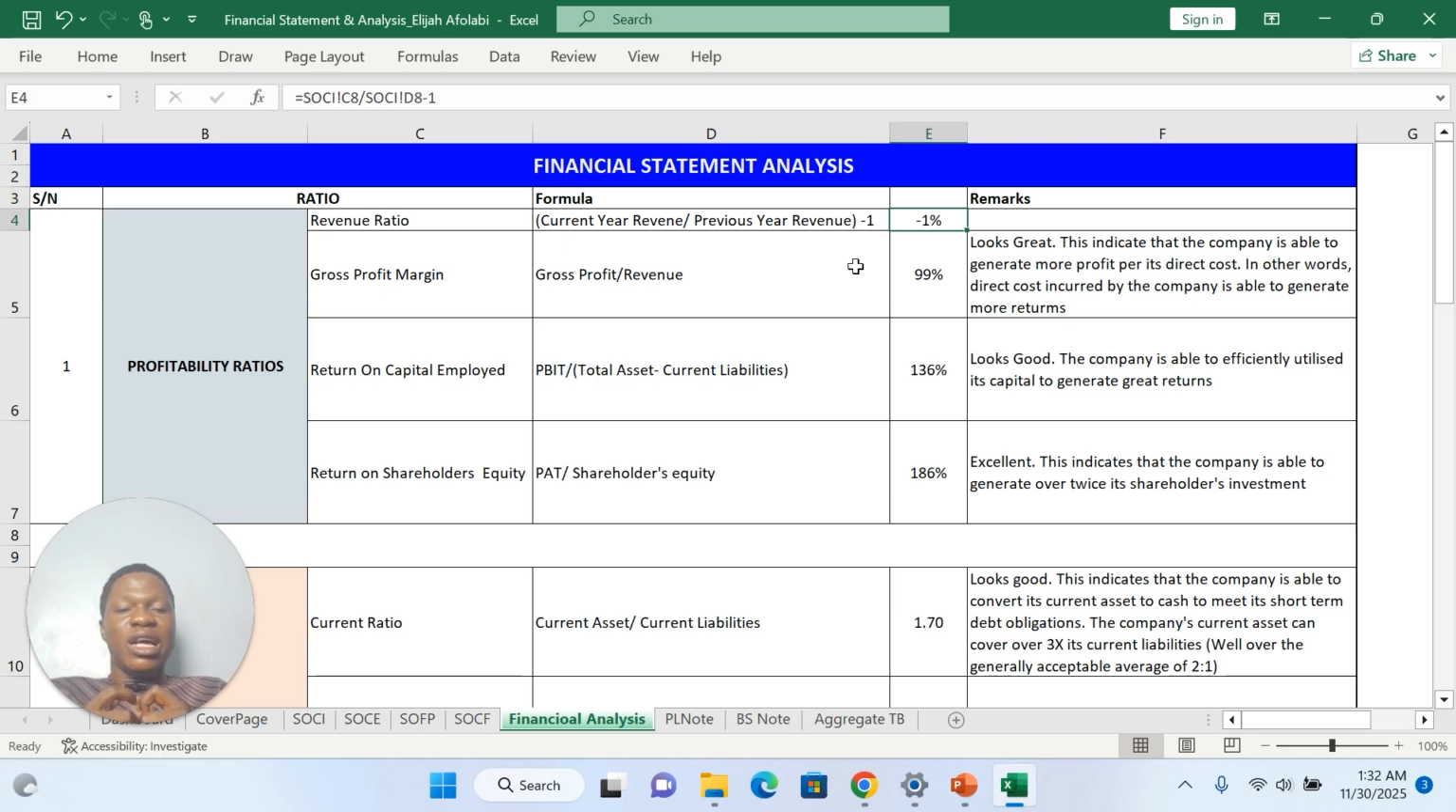You could say that looks great, looking at the fact that the company is able to generate more profits as per its direct costs. So what that is just saying is that the company is able to generate more return, and you can say that they are able to also manage or put controls in place to manage their direct costs, to make sure that their direct cost does not take a larger part of the revenue they earn, which is something that looks great and is a metric that as a small business owner you must pay attention to.